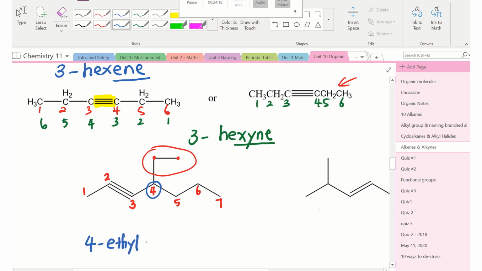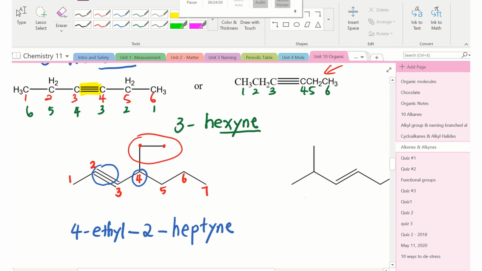Make sure you use a dash. Connect numbers and words with a dash. So 4-ethyl, and then I'm going to locate the triple bond. So this is 2-, and the parent chain is hepta, because there are 7 carbons. So heptyne. That's how you would name a chain with a triple bond.